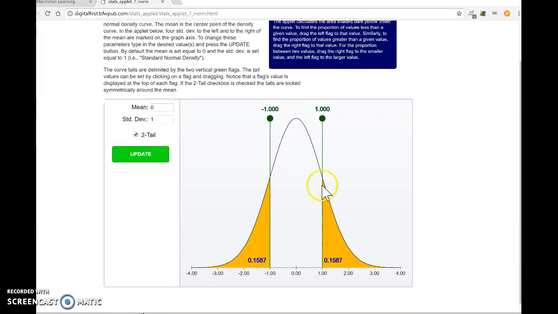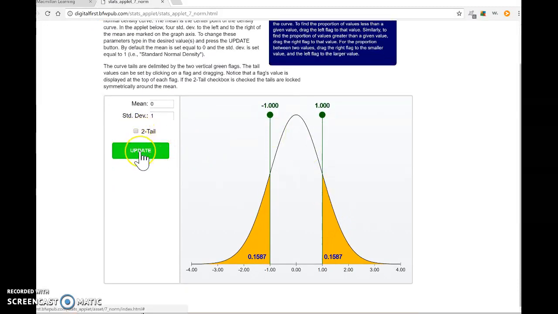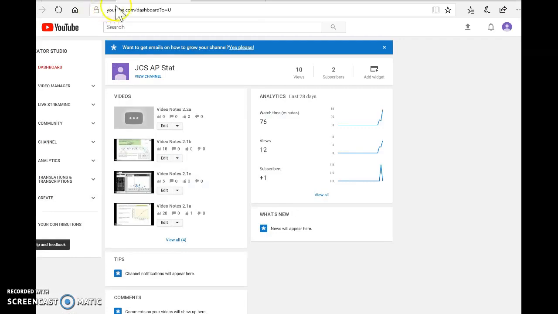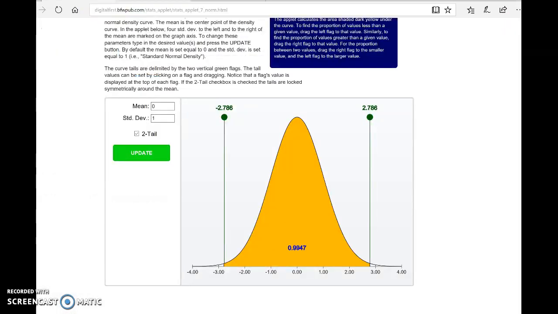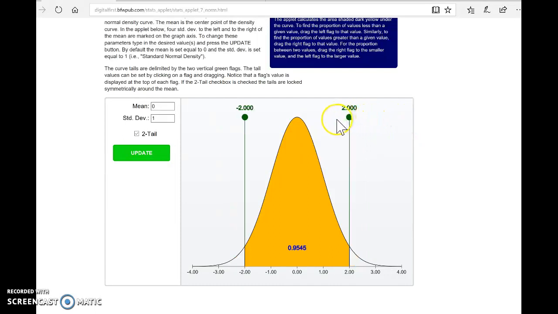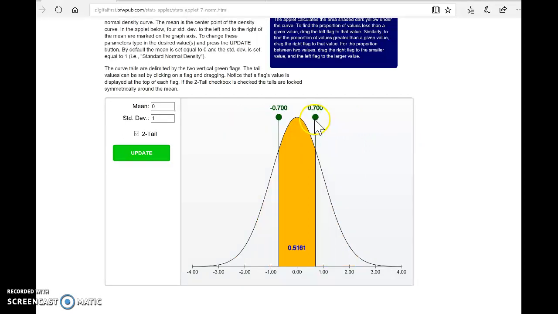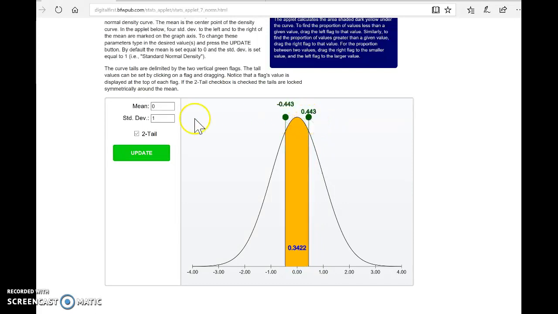Right now it's showing the tail area. I think if we update, I don't know. Oh no, I couldn't do this. I was having problems with Chrome, but I was having better success with Microsoft Explorer with the applet.